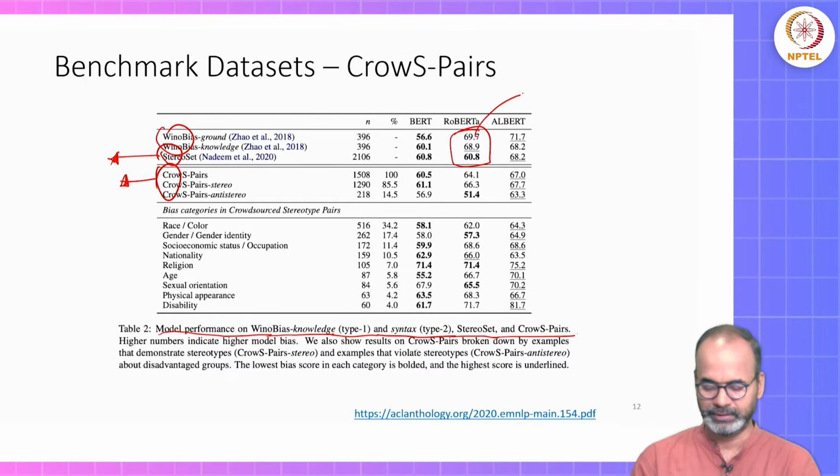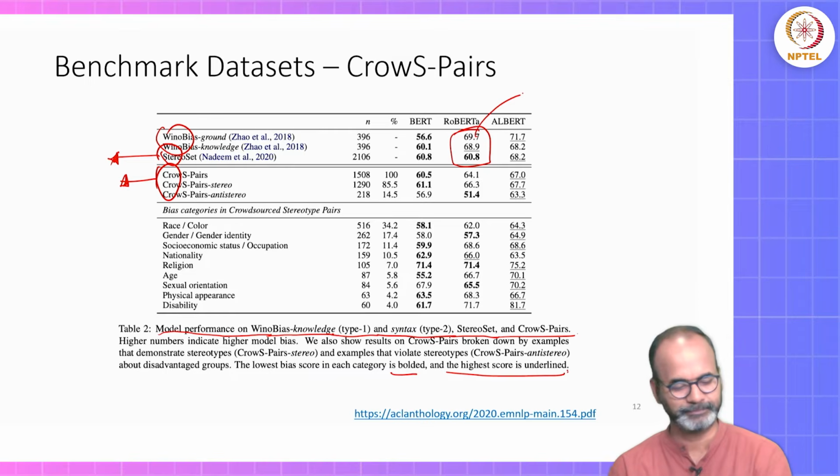We also show results in CrowS-Pairs broken down by examples that demonstrate stereotypes, CrowS-Pairs stereo, and examples that violate stereotypes, anti-stereo, which we already know. What is stereotypes and what is anti-stereotypes, how that is about disadvantaged groups. The lowest bias score in each category is bolded and the highest score is underlined.